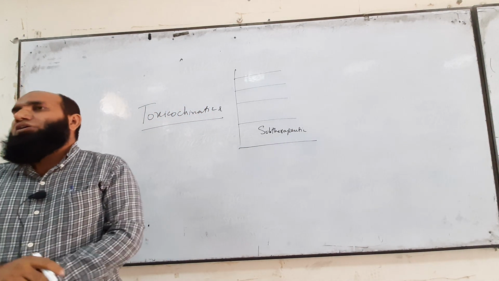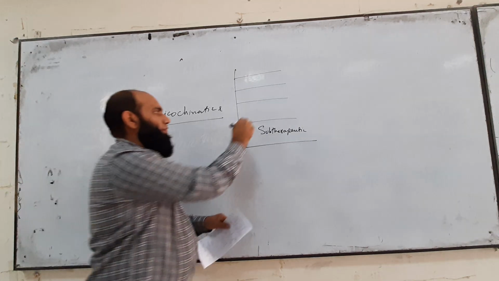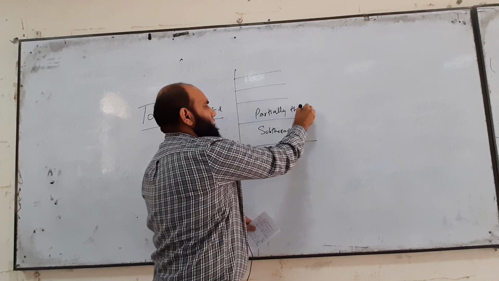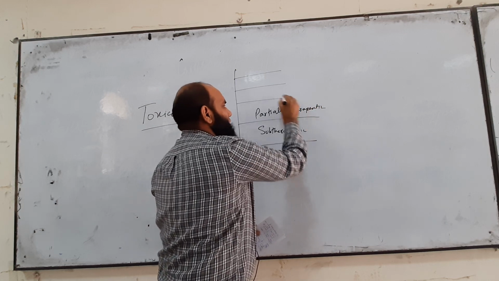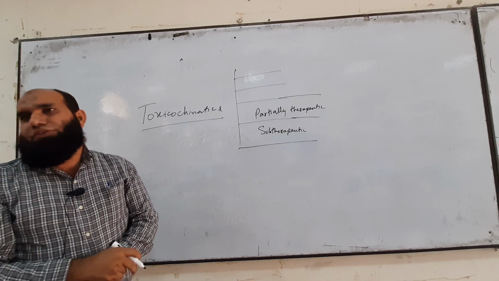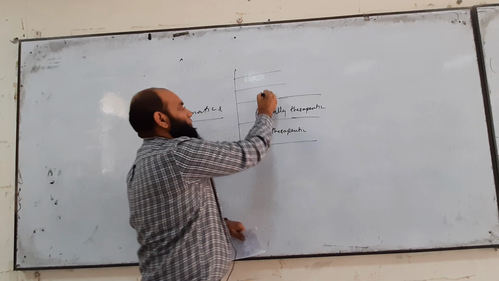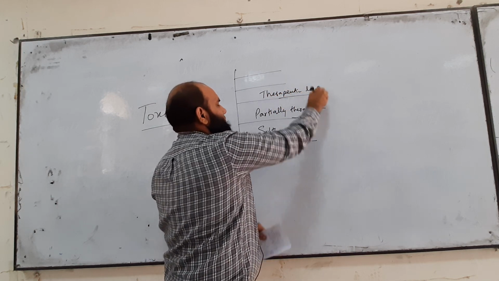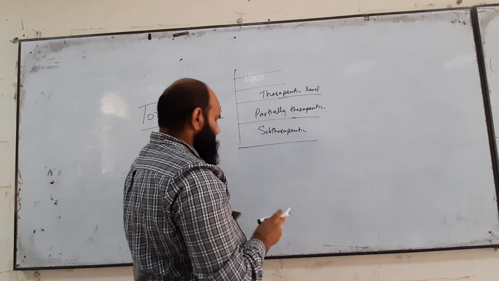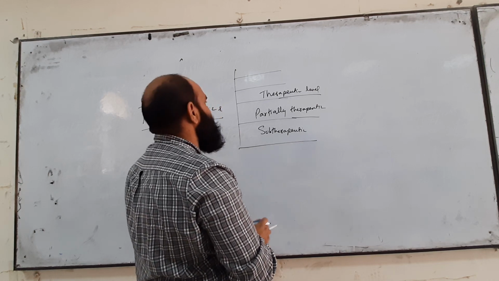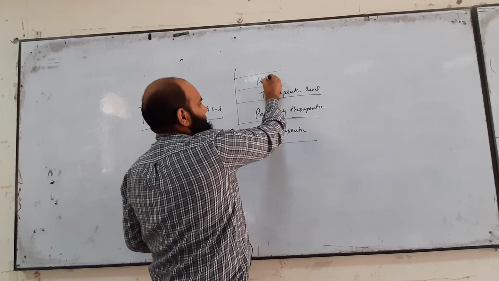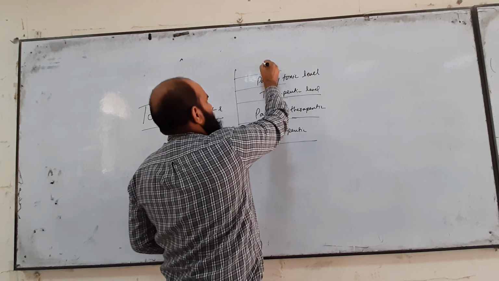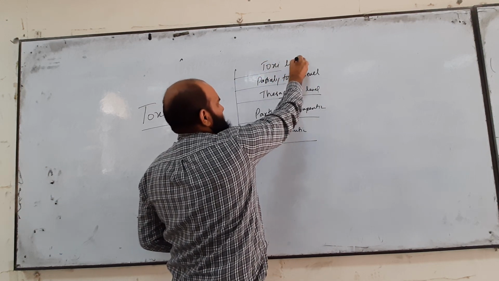Another condition is partially therapeutic. Partially therapeutic means the drug is present in the body, but it has minimum therapeutic effect. And the other is the therapeutic level. Next is the partially toxic level. And the last one is the toxic level.